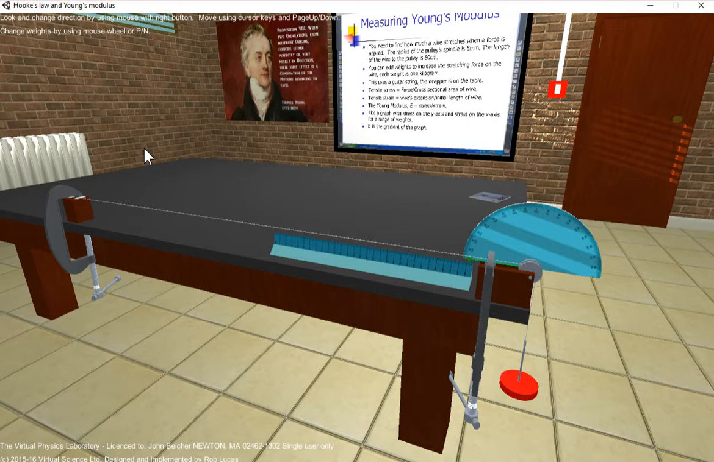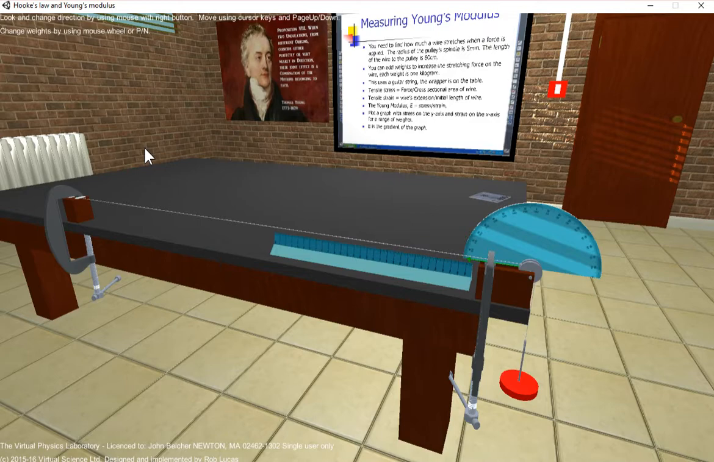This requires us to use tensile stress and tensile strain rather than just simply force and extension. Young's modulus is defined as the tensile stress divided by the tensile strain. Tensile stress is defined as the force applied divided by the cross-sectional area.